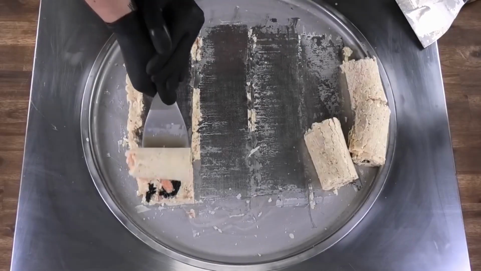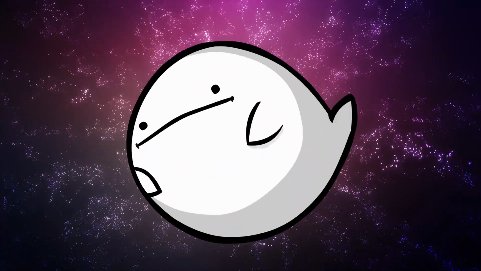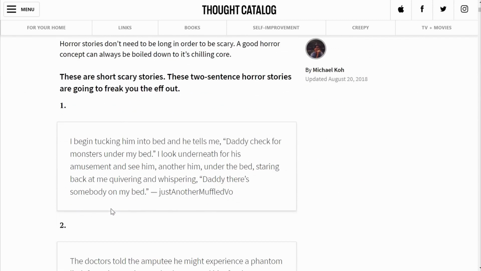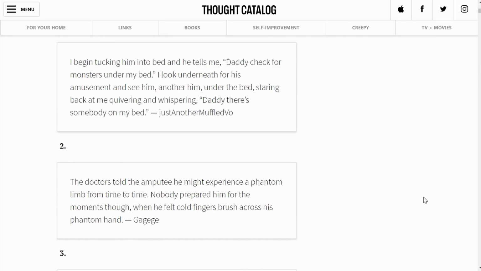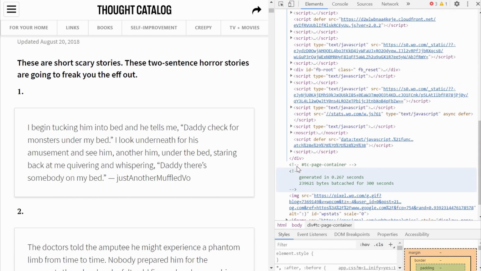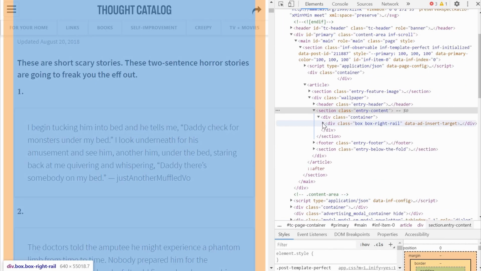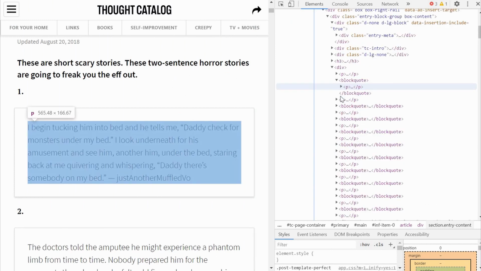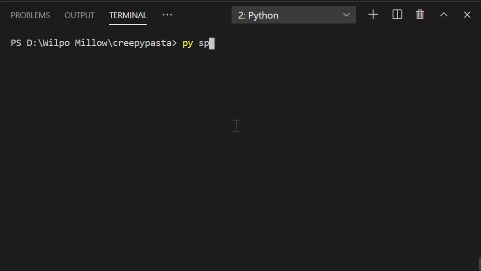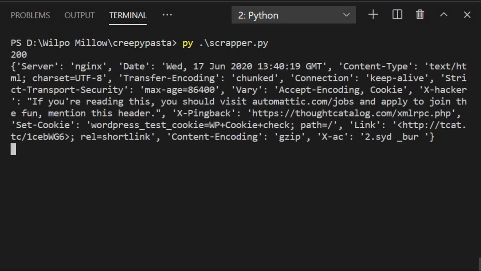But Wilpo, how does it look in practice? Here we've got two sentence horror stories that we're going to be using. Anyway, let's see what's under the hood. We'll just have to keep digging through these HTML tags until we eventually find our stories. Ah, so scary! So now I'm making an automated extraction of those tags. The output here is a list of all the stories from that webpage.